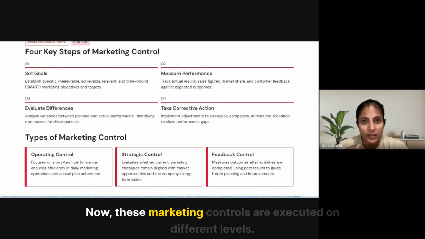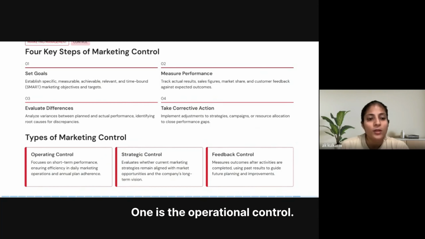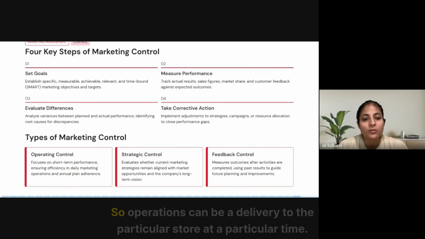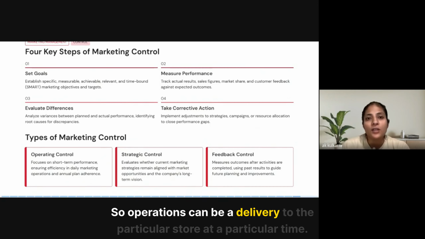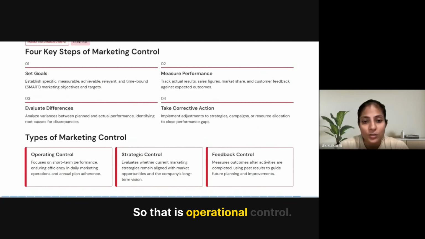Now, these marketing controls are executed on different levels. One is the operational control, which focuses on short term performance, ensuring efficiency in daily marketing operations and annual plan adherence. So, operations can be a delivery to a particular store at a particular time. If we slip up on that, the products may not be available at the retail store on time. So that is operational control.